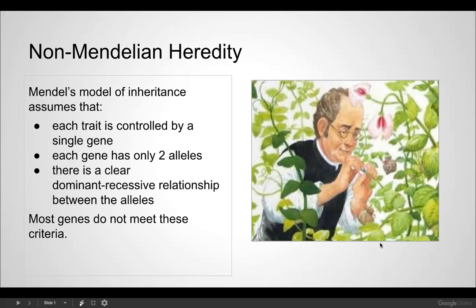Mendel's model of inheritance assumes that each trait is controlled by a single gene. Each gene only has two forms or two alleles, like blue eyes and brown eyes or something like that. There is a clear dominant-recessive relationship where one is definitely going to hide the expression of another. The dominant hides the expressive nature of the recessive trait. And then most genes do not meet these criteria.